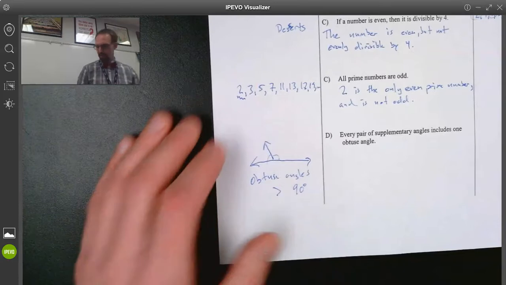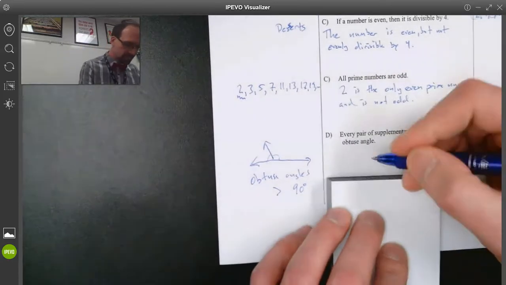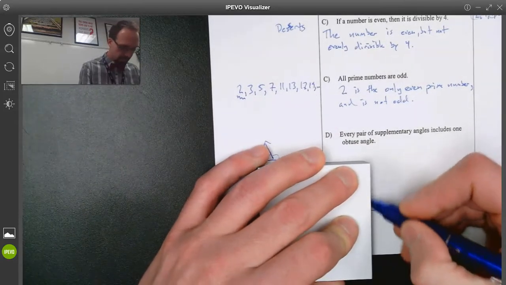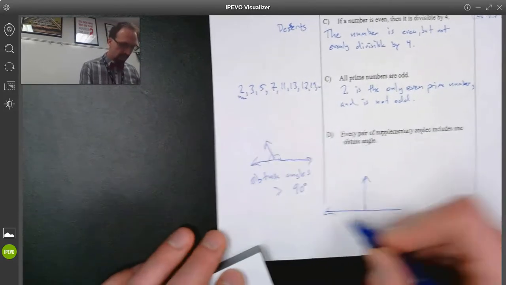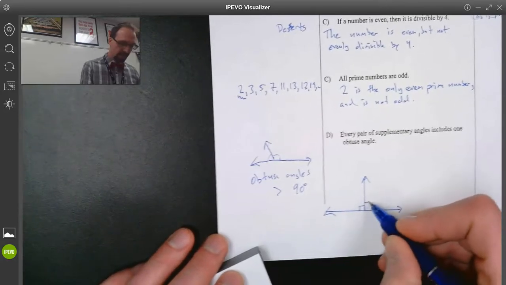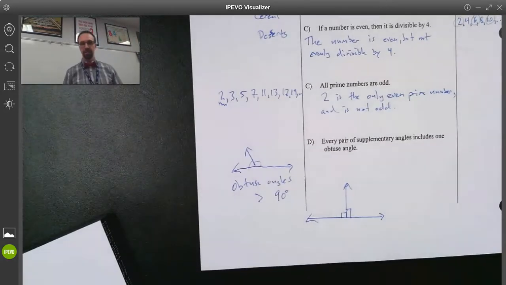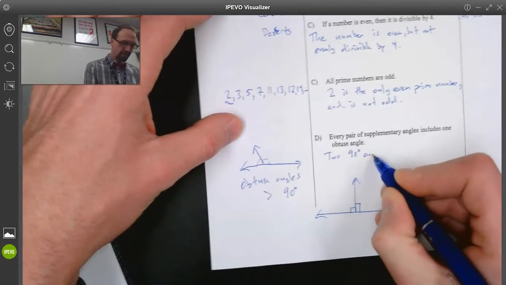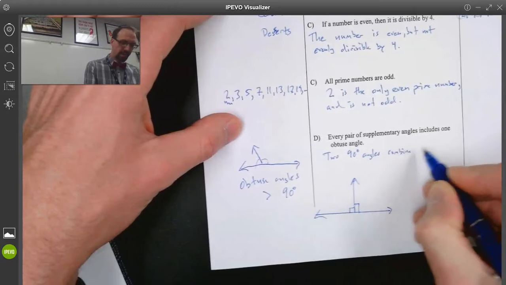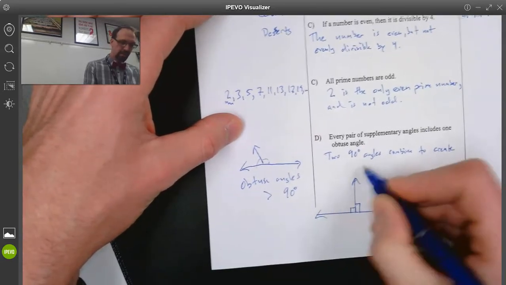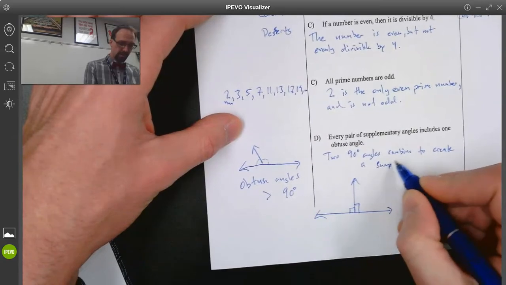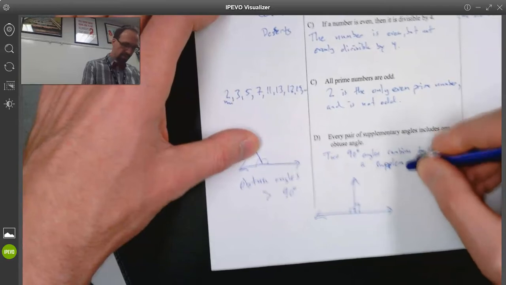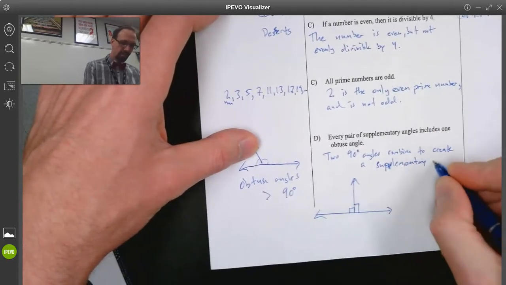What happens there? So I'm grabbing a straight edge to kind of showcase this off. So if I have two right angles, that's going to make a supplementary angle, and it doesn't include an obtuse angle. So two 90-degree angles combine to create a supplementary angle pair.